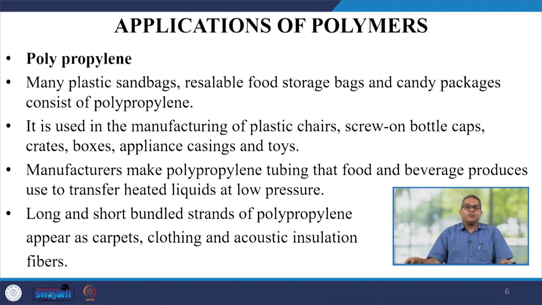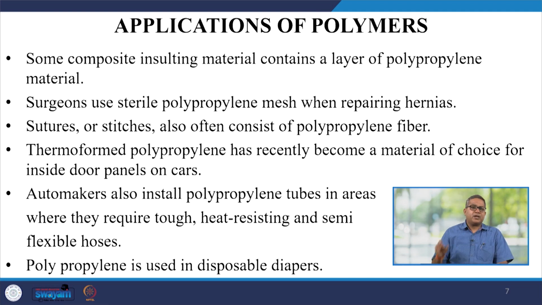This consists of polypropylene. It is used in the manufacturing of plastic chairs, screw and bottle caps, crates, boxes, appliance casings and toys. And manufacturers make polypropylene tubing that the food and beverage industry uses to transfer heated liquid at very low pressure. Long and short bundled strands of polypropylene appear as carpet, clothing, acoustic insulation and fibers. So, you see the wide spectrum of uses.